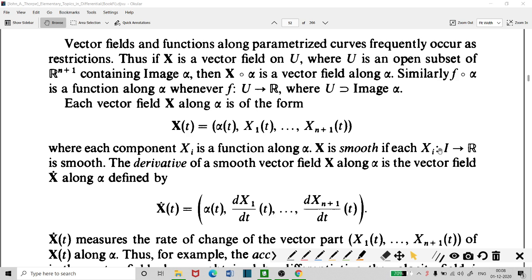If each xi is smooth, that is differentiable, then the vector field along alpha is differentiable. The derivative of the smooth vector field X along alpha is the vector field X dot, denoted by X dot along alpha. This is the derivative of a vector field along a particular parameterized curve. It is not the total derivative of X. It is defined as X dot of t, the vector at alpha of t, with the derivative of each of its components.